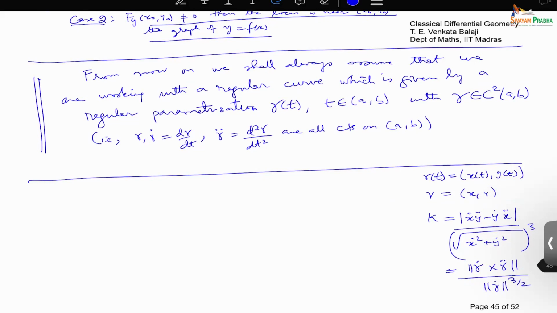So we derived this. I should be careful when I write this: I should write norm gamma dot to the power of 3. Watch out for that. Because norm gamma dot is the speed, the square root of x dot squared plus y dot squared. So it should be the norm of gamma dot cross gamma double dot, divided by norm gamma dot cubed.